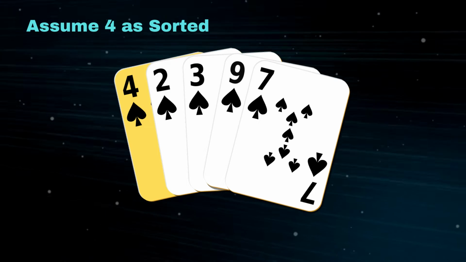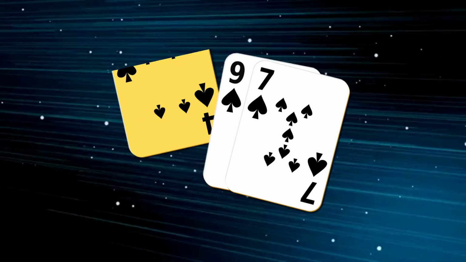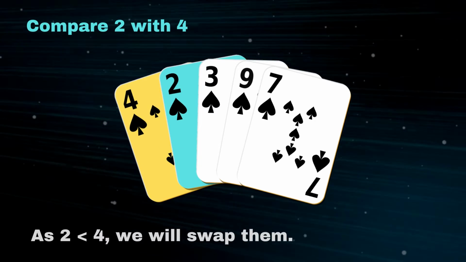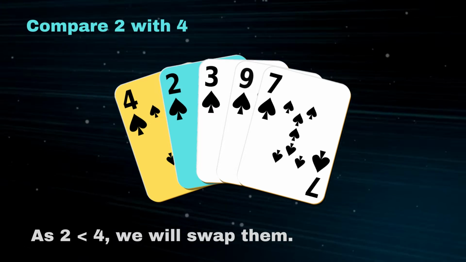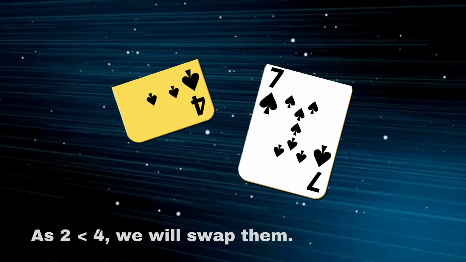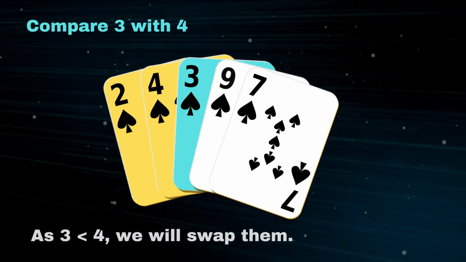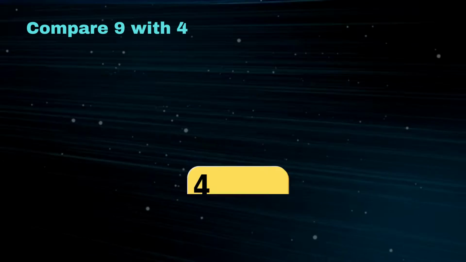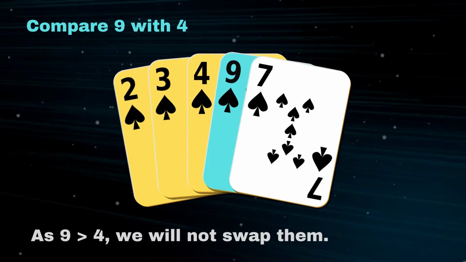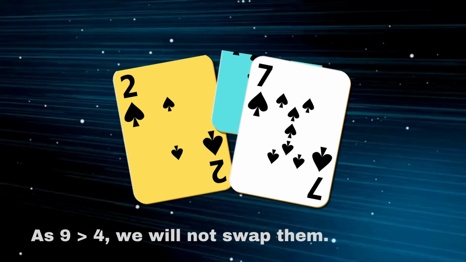Let's assume 4 is sorted here. We move to the next card, that is 2, and compare it with 4. 2 is less than 4, so we swap them. We move to the next card, that is 3. 3 is less than 4, we swap them. We move to the next card, that is 9, but 9 is not less than 4, so we won't swap them.